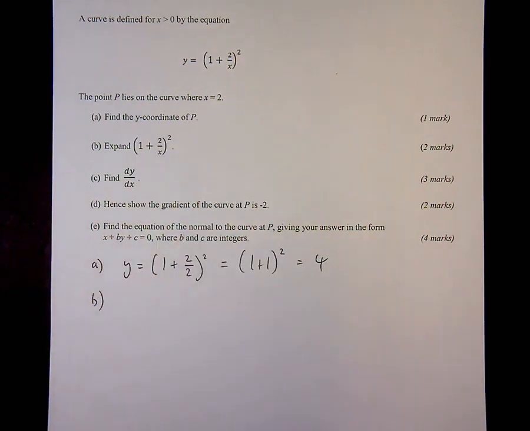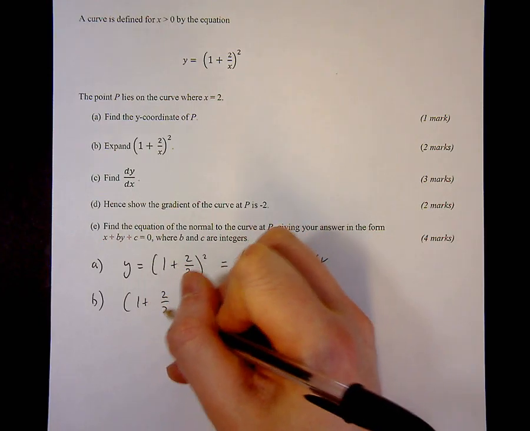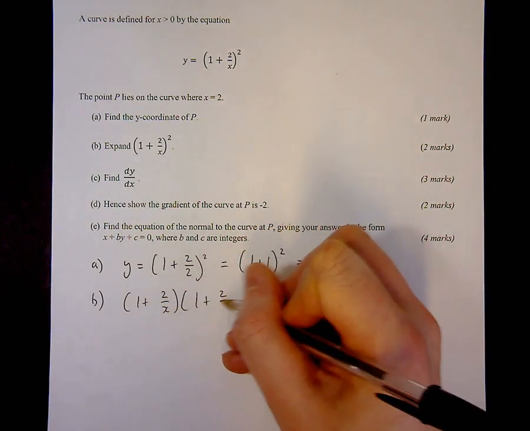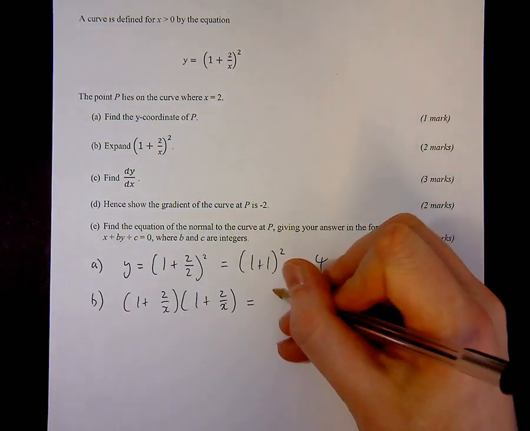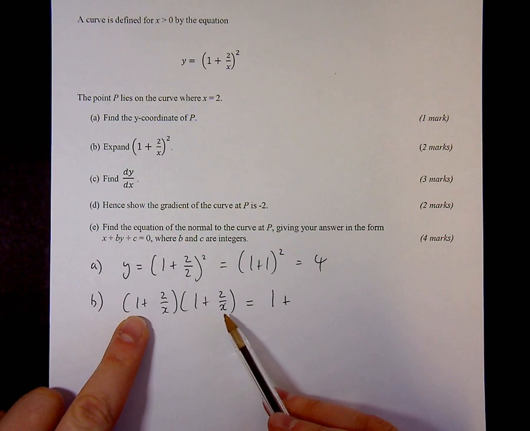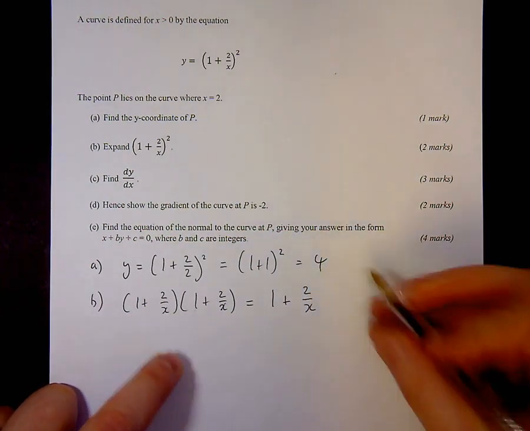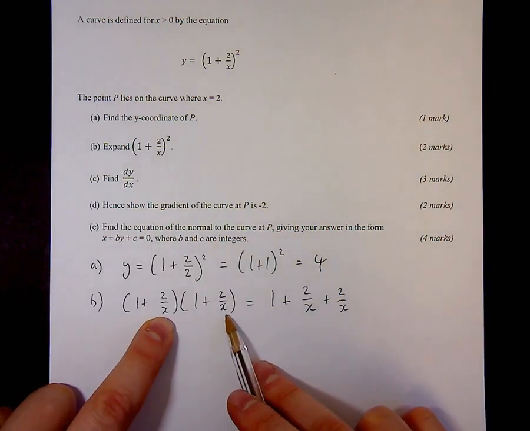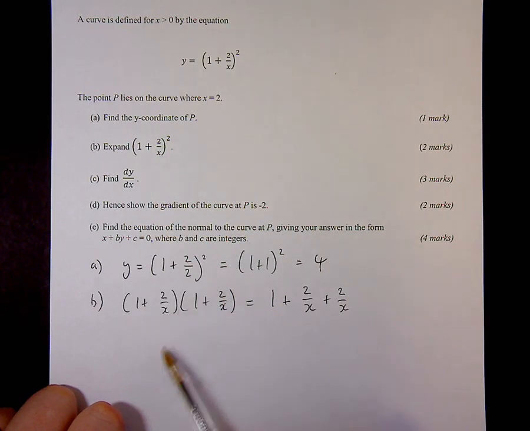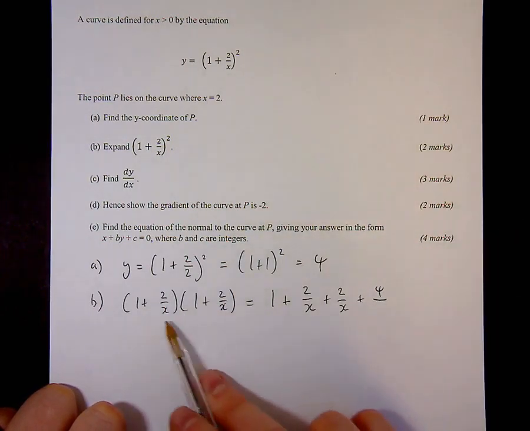Part B, expand the brackets. (1 plus 2 over x) all squared means the same bracket multiplied by itself. So we're just using FOIL or some other sort of system like that. We're going to do 1 times 1, which is 1. The outside is 1 times 2 over x, which is 2 over x. Inside is 2 over x times 1, which again is 2 over x. And the last one, 2 over x times 2 over x, is a fraction multiplied by another fraction, so we just multiply the numerators. 2 times 2 is 4, and the denominator is x times x, which is x squared.